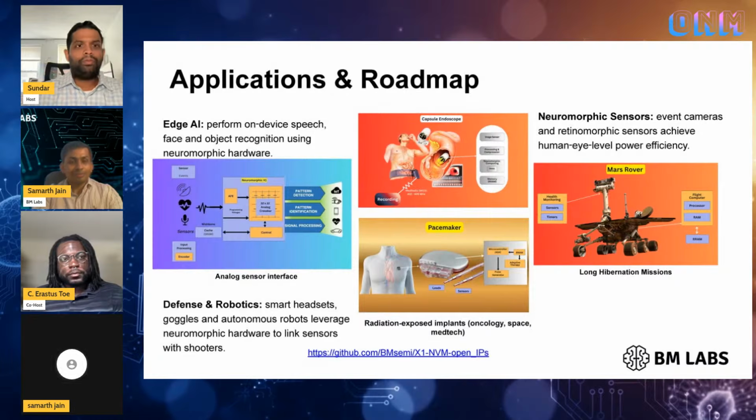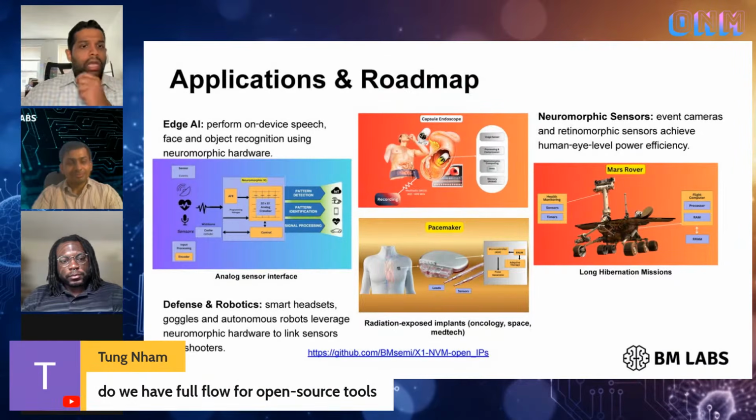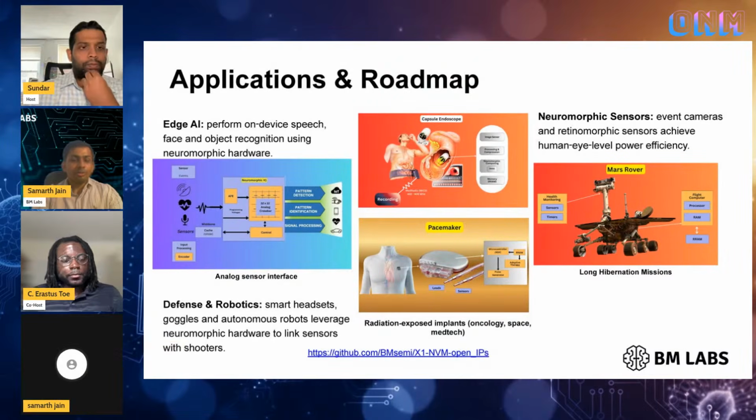Got it. So I think one last question is, do we have a full flow for open source tools? Yeah, so for simulation, you can use CocoTB for behavior level simulation, open source. For taping out your design from Verilog to the factory is OpenLane. It's also open source, right? So that's all you need. Awesome.